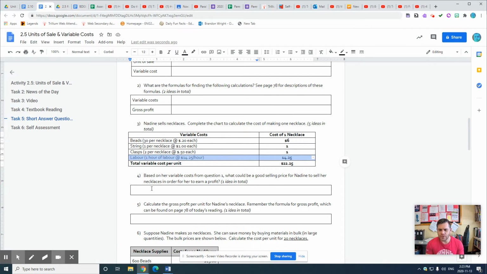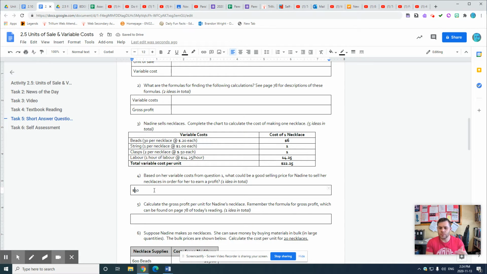Now, question 4 asks you, what would be a good selling price for Nadine to sell her necklaces in order to earn a profit? For example, if she sold them for $20, would she make a profit? No. She'd actually lose $2.25 for each necklace that she made. So in other words, we want to make her selling price larger than her total variable costs.